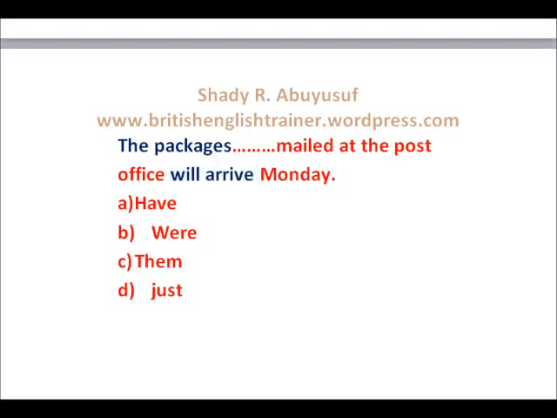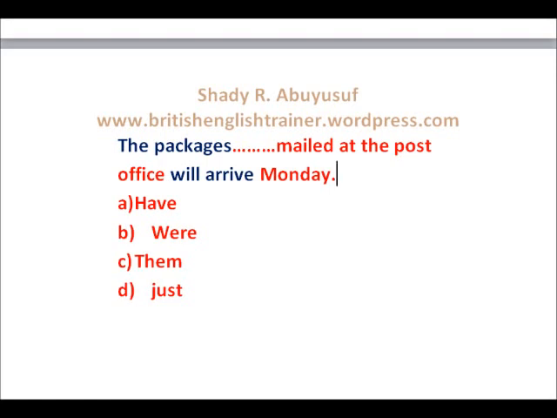What does that mean? It means that we have a sentence with a subject and verb, which means that we don't need a subject and we don't need a verb. So if I said have mailed, I will have, in this case, two verbs, have mailed and will arrive. So have is a wrong choice. And what about them? The package is them, and that's a horrible choice, because how can I put an object pronoun here?